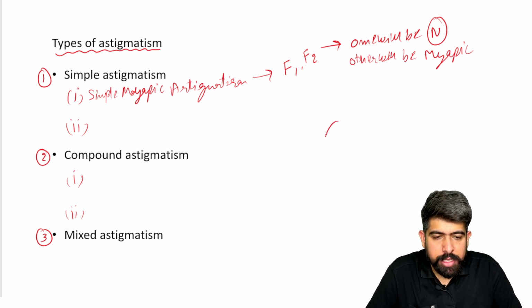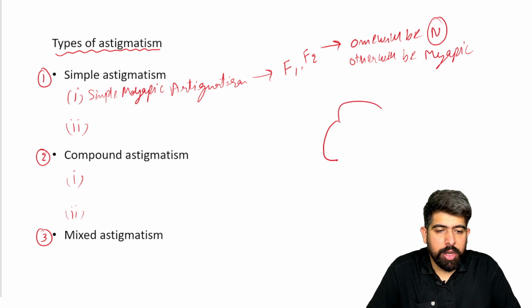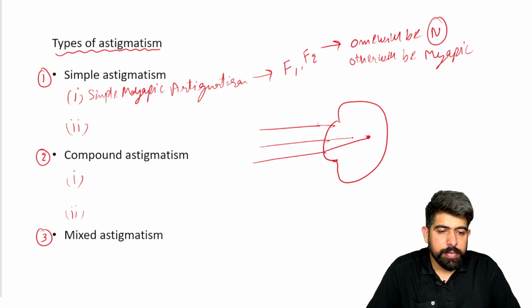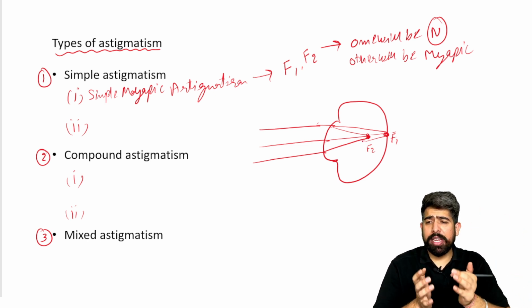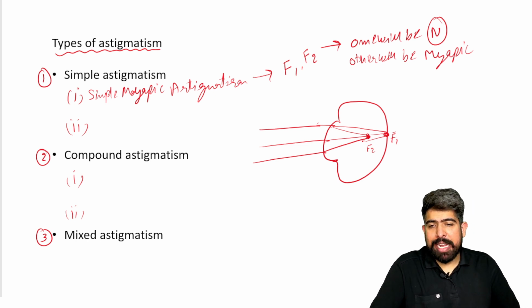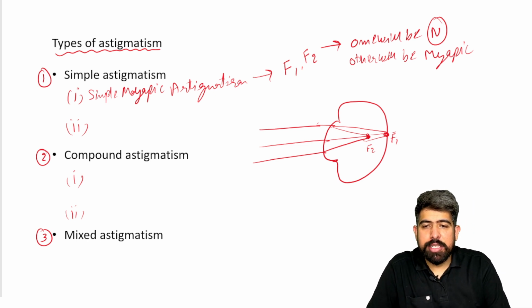As I'm drawing here, you can see a diagram of your simple myopic astigmatism. These three rays will pass here, the same diagram again. One focus point will be made on the retina, this is your F1 or F2, you can say, and the second focus point will be myopic. This is known as simple myopic astigmatism.